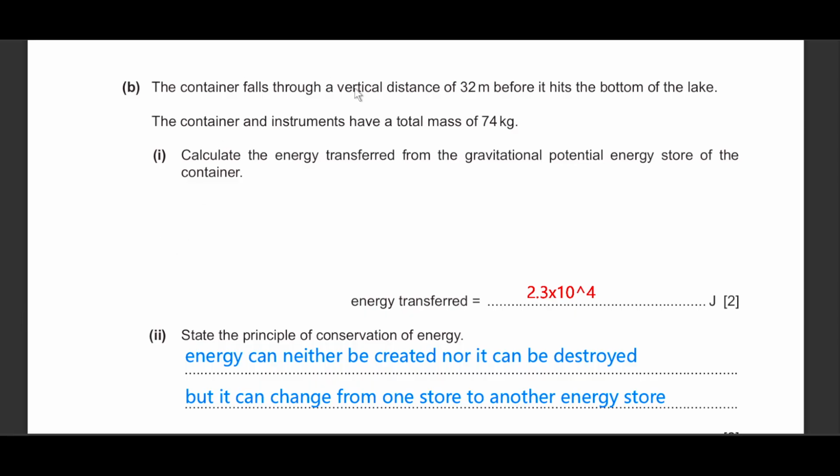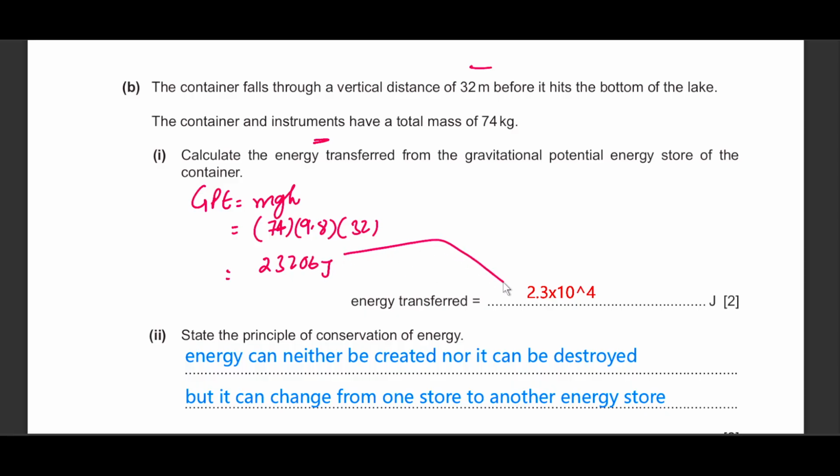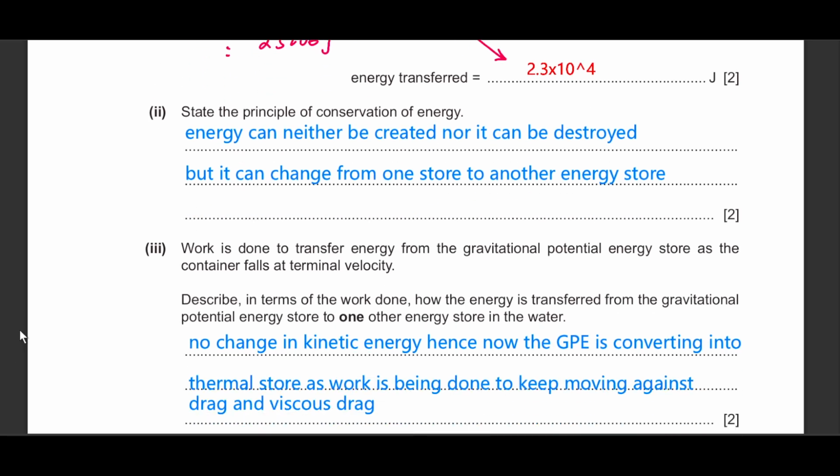The next question is, the container falls through a vertical height of 32 meters before it hits the bottom. Calculate the energy transferred from gravitational potential energy. So what I would suggest is you simply write down the formula for the examiner. Gravitational potential energy equals mgh. Mass is 74, g is 9.8, and h is 32 meters. The final answer will be 23,206 joules, which up to two significant figures will be written down like this in standard form.